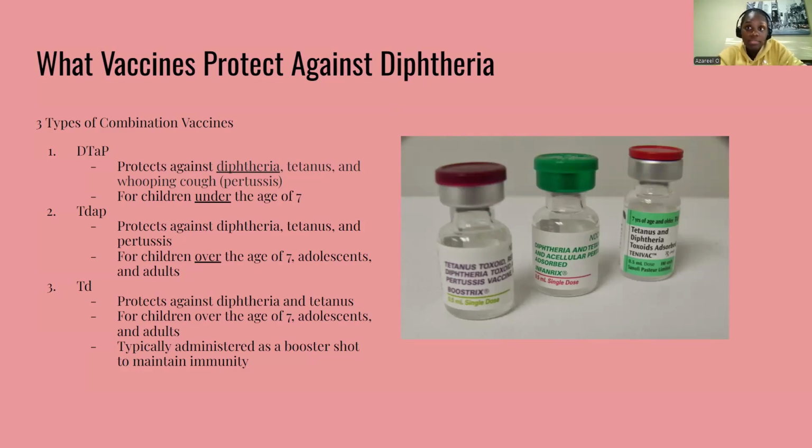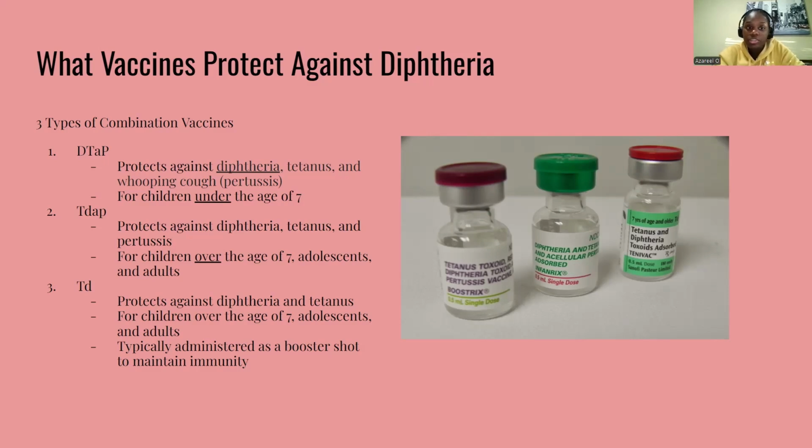Our second vaccination is called Tdap. This protects against the same diseases we talked about in the first vaccine, but it is used for people over the age of 7, including children. So adults and teens alike will be using Tdap to protect themselves against this disease.